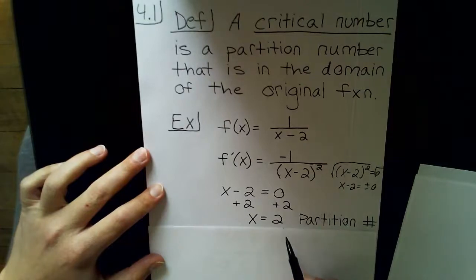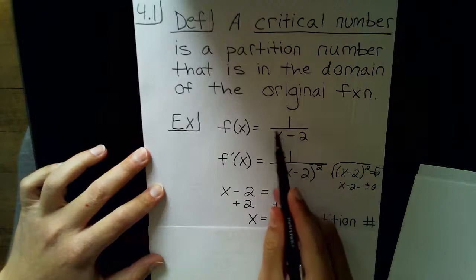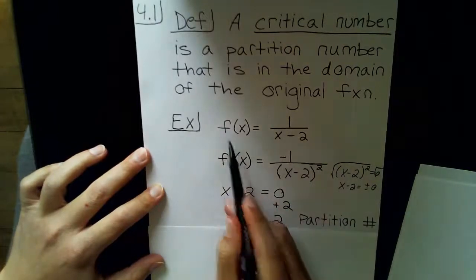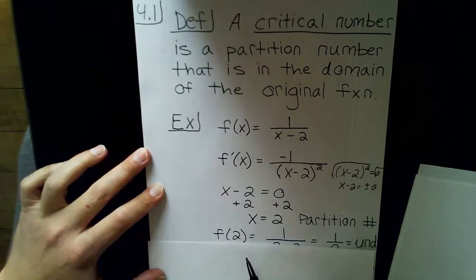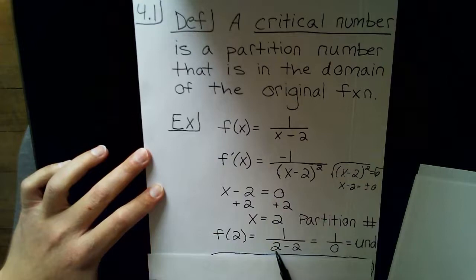Now, to decide whether or not this is a critical number, we are going to take this x equals 2 value and plug it into the original function. We're going to find f of 2. And when we find f of 2, we're plugging 2 in for x. That gives us 1 over 2 minus 2. Simplifying, we get 1 over 0. And anything divided by 0 is undefined.